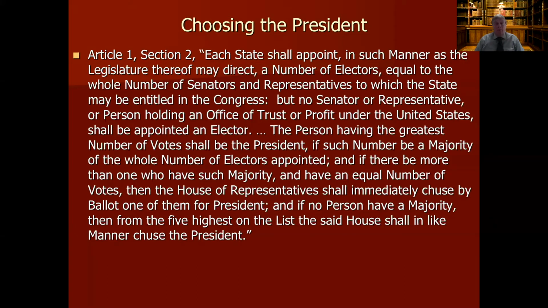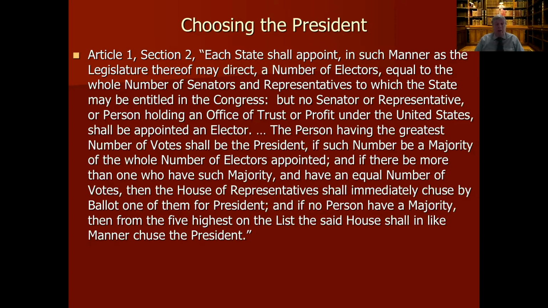But no senator or representative or person holding an office of trust or profit under the United States shall be appointed an elector. The person having the greatest number of votes shall be president, if such number be a majority of the whole number of electors appointed." Note the condition majority there rather than the plurality. "And if there be more than one who have such majority and have an equal number of votes, then the House of Representatives shall immediately choose by ballot one of them for president. And if no person have a majority, then from the 5 highest on the list, the said House shall in like manner choose the president."